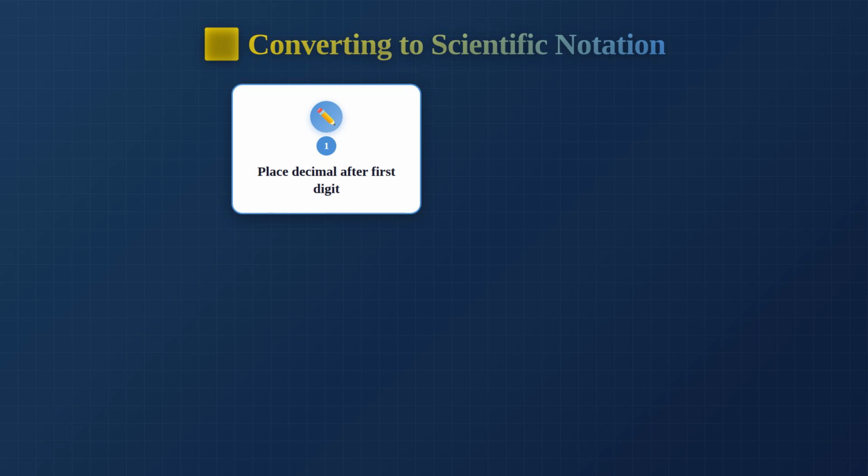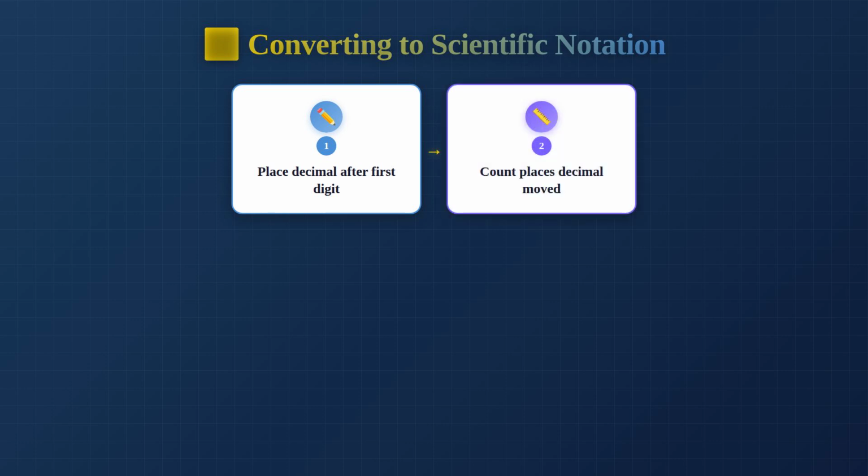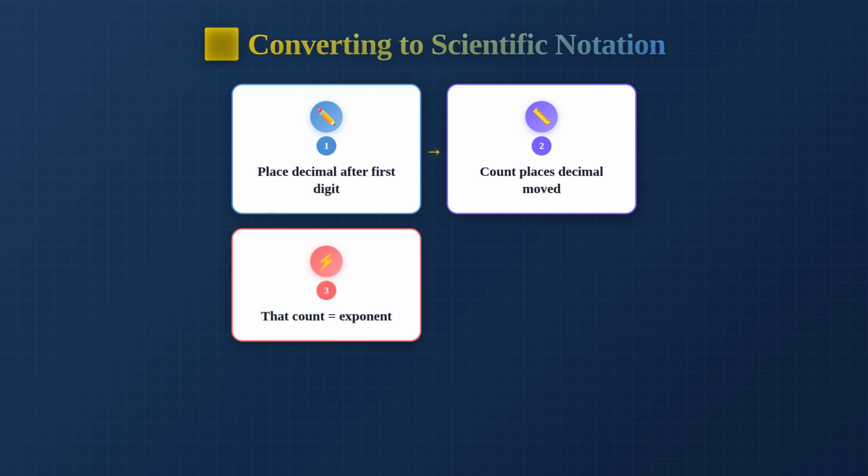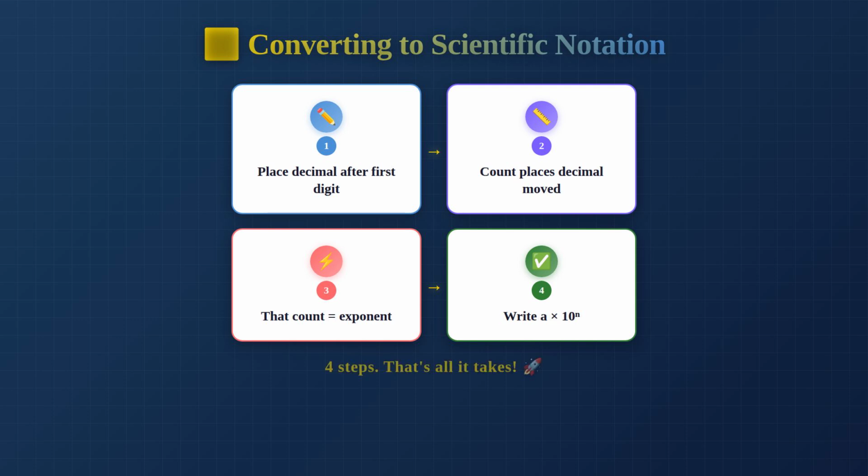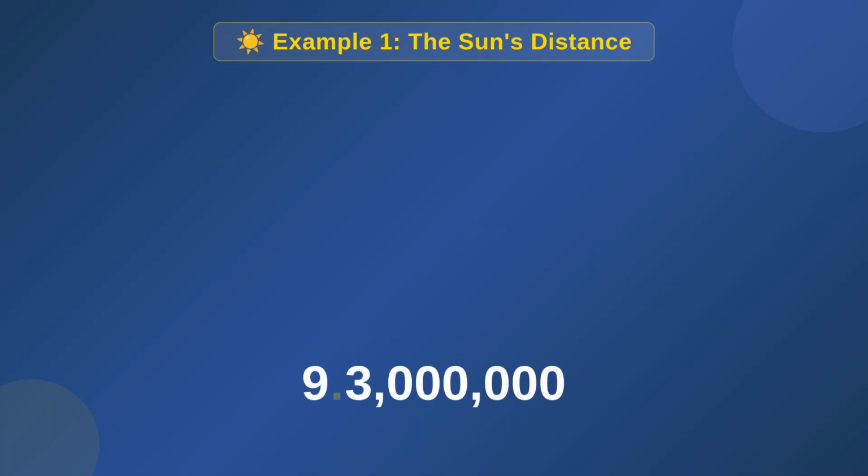Marcus is starting to see it now. Okay, here's the game plan for converting any big number into scientific notation. Step 1, place the decimal point right after the very first non-zero digit. Step 2, count how many places the decimal moved to get there. Step 3, that count becomes your exponent. If the number was big and you move the decimal left, the exponent is positive. And step 4, write it in the form a times 10 to the n. 4 steps. That's all it takes. Ready to see it in action?